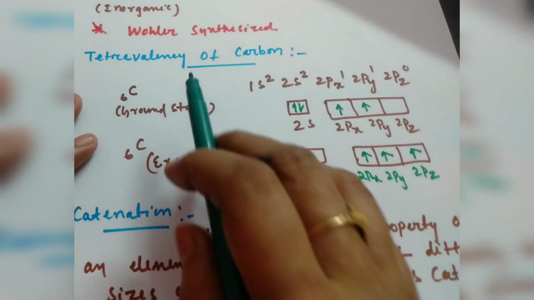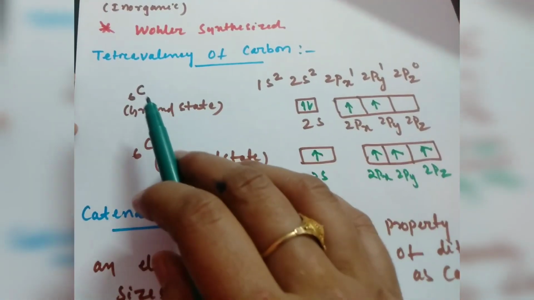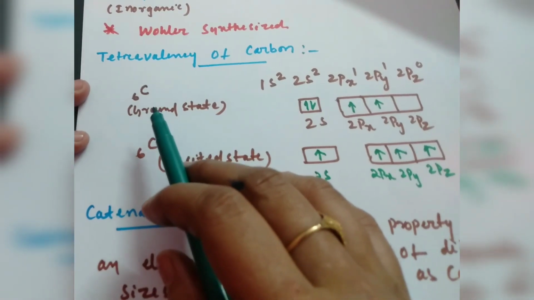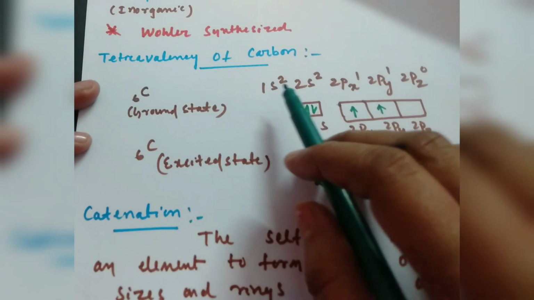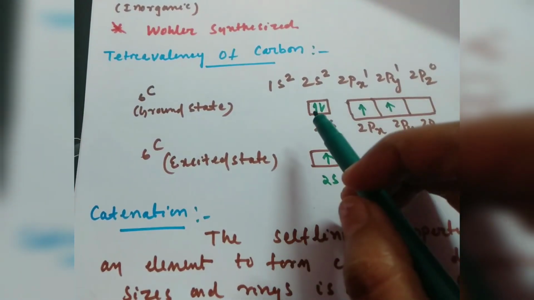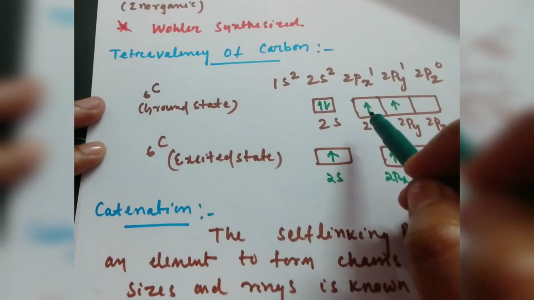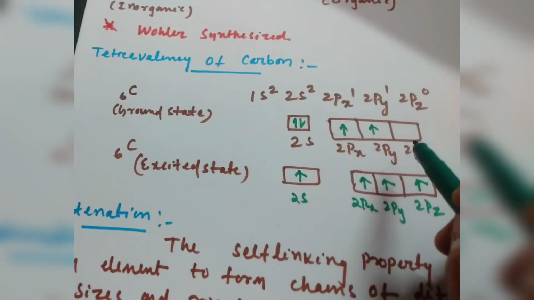Now, what is tetracovalency or tetravalency of the carbon atom? We know that carbon has atomic number 6. What is the ground state electron configuration? 1s2, 2s2, 2px1, 2py1, 2pz0. So 2 electrons in the 2s orbital, 1 in 2px, another in 2py, and no electron in the 2pz orbital.